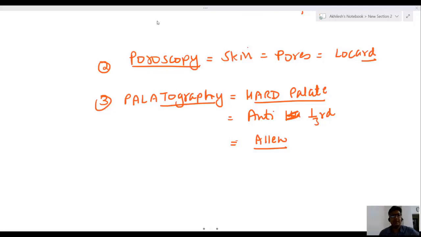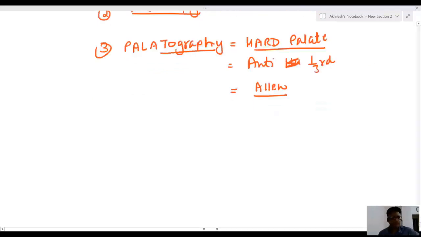We'll also revise. The second is poroscopy, skin contains pores. This was discovered by Locard. Palatography, study of the hard palate, anterior one-third, discovered by Allen.